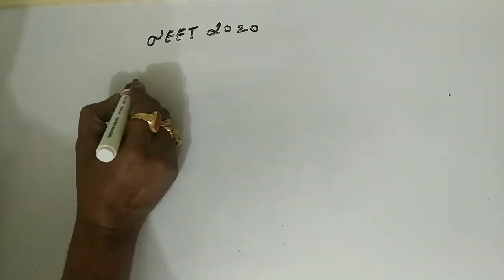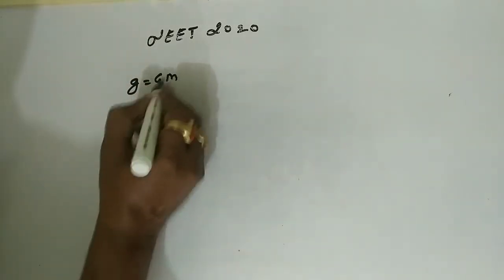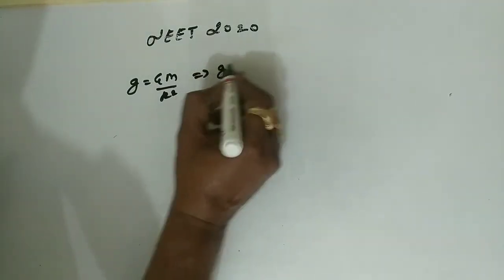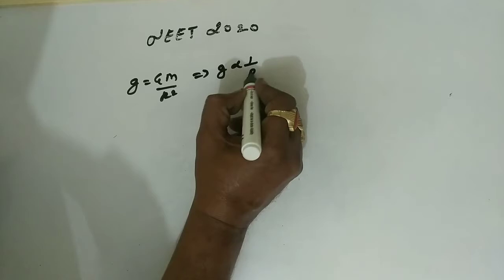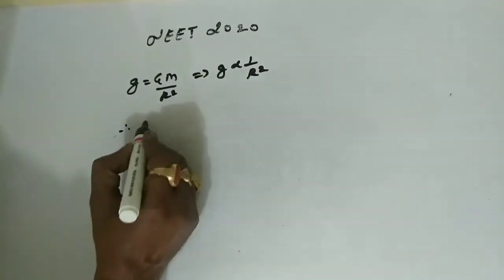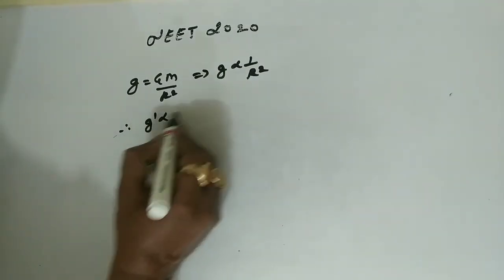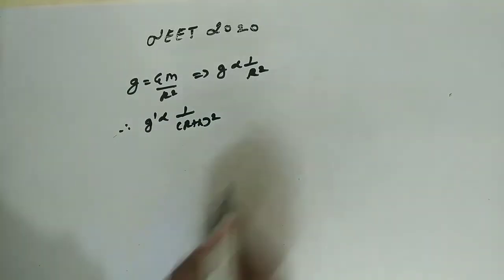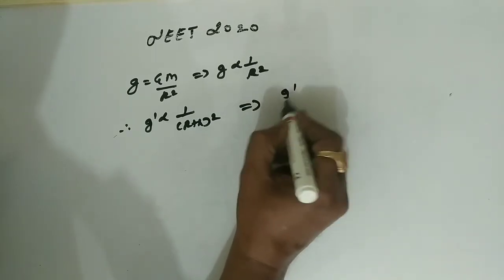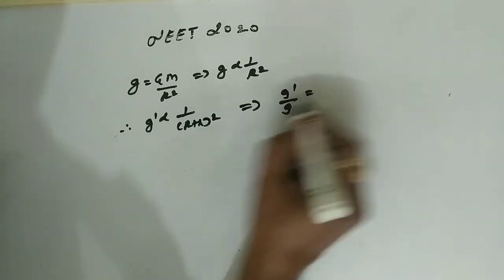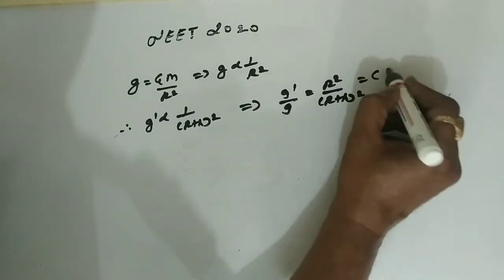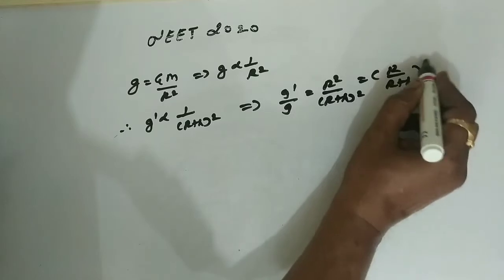So according to Newton's law of gravitation, the acceleration due to gravity on the surface of the earth, g equals GM by R square. So G and M are constant. g is directly proportional to 1 by R square. Therefore, above the surface of the earth, g dash is directly proportional to 1 by (R plus h) whole square. So shall I write g dash by g equals R square divided by (R plus h) whole square? Shall I write R divided by (R plus h) whole square?